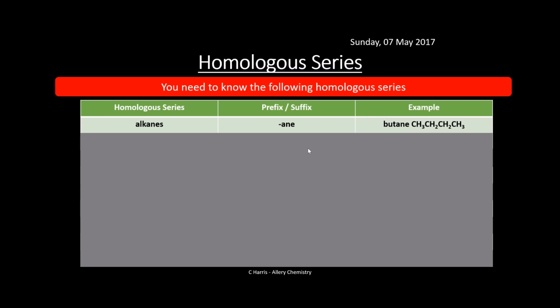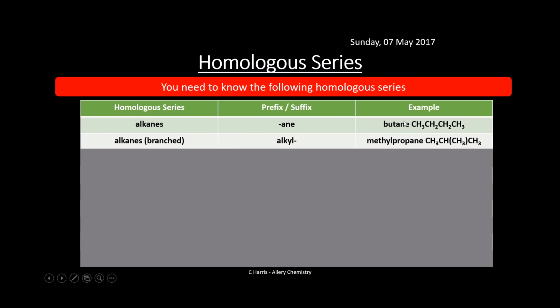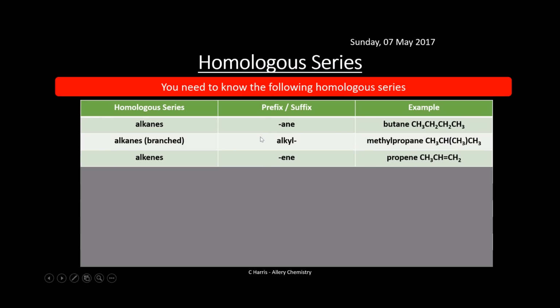So alkanes, they all end in ane. For example, butane, there's an example there. Alkanes which are branched have an alkyl group. So, for example, it would be methylpropane. So this is basically a methyl group on the middle carbon there. So this is methylpropane, so we just say alkyl. Alkenes have the ending ene, E-N-E. The example is propene, CH3CHCH2. So basically just end it in ene, so it's pretty straightforward.